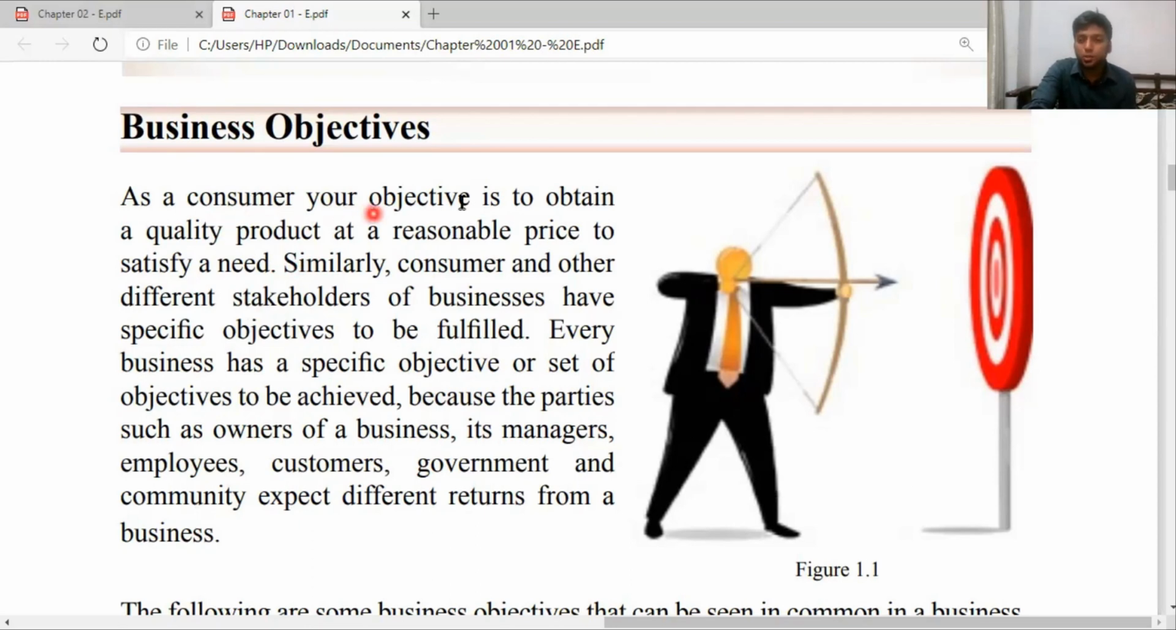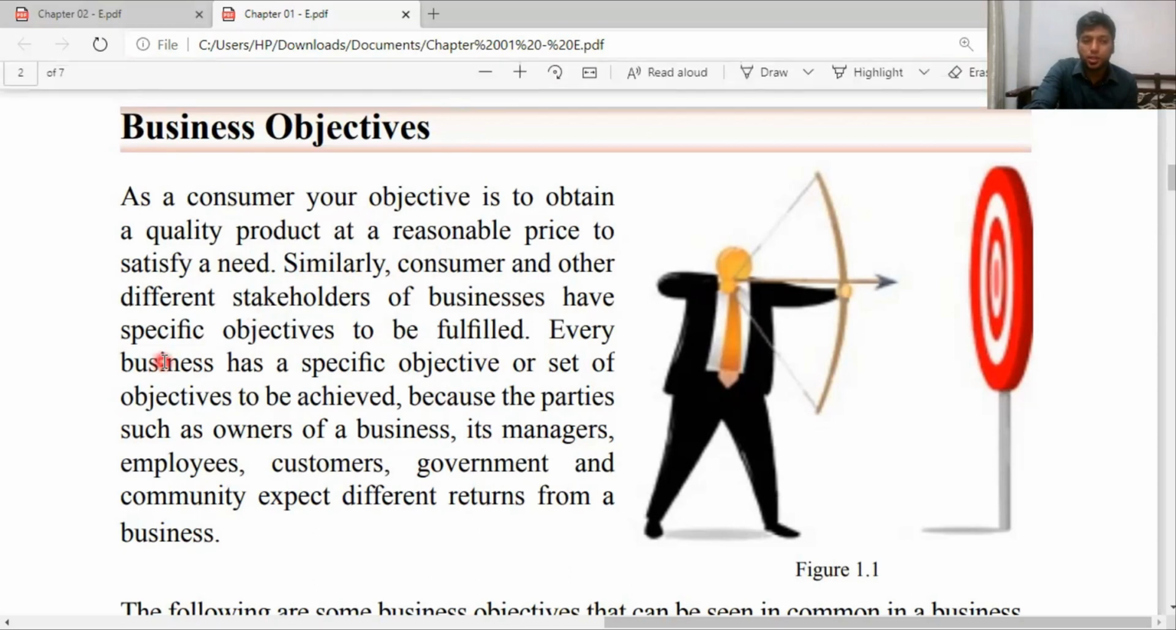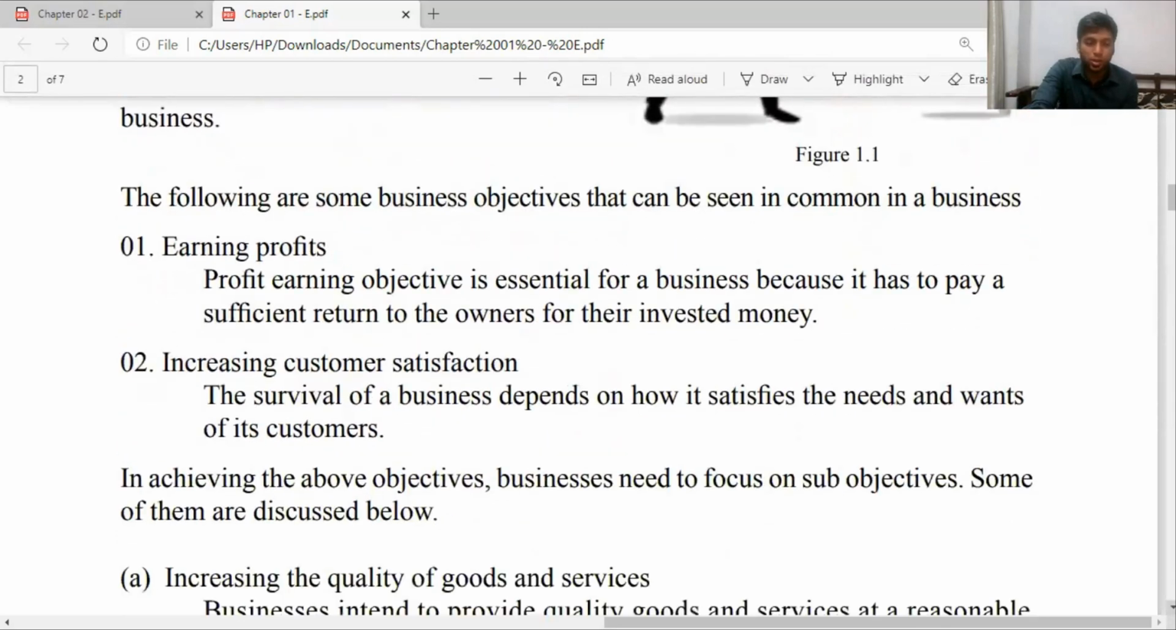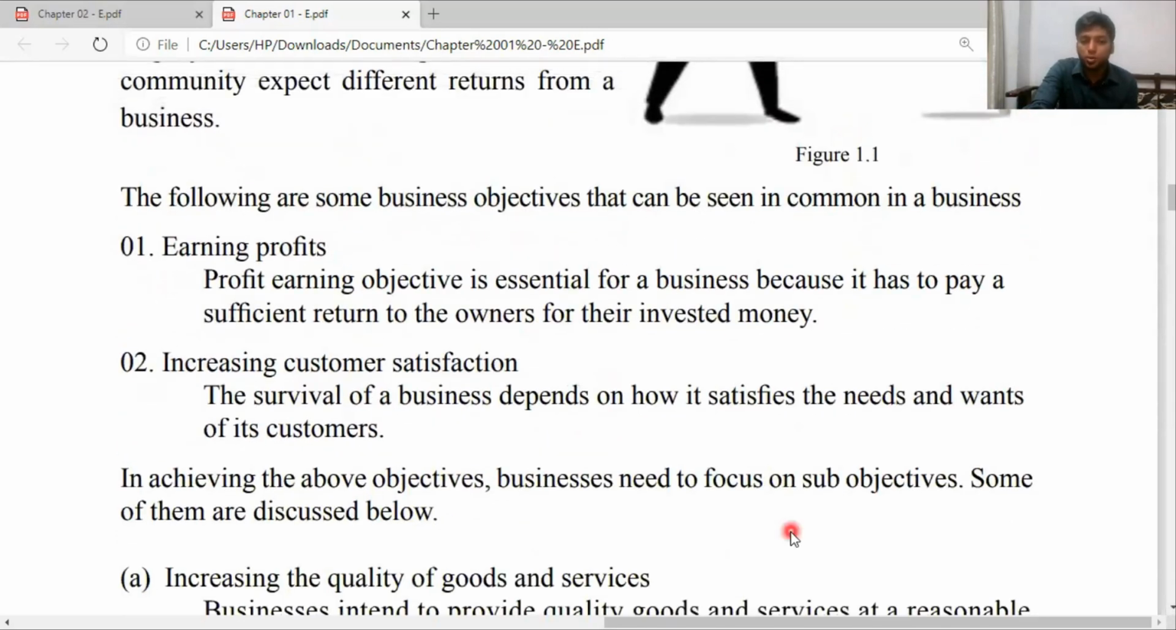As a consumer, your objective is to obtain a quality product at a reasonable price to satisfy a need. Similarly, consumers and other different stakeholders of a business have specific objectives to be fulfilled. Every business has a specific objective or set of objectives to be achieved, because parties such as the owners of the business, its managers, employees, customers, government, and community expect different returns from a business. So they all have different targets. Let me move on to each target.